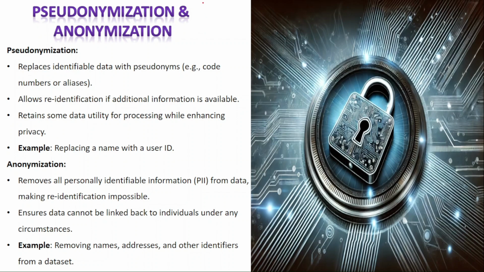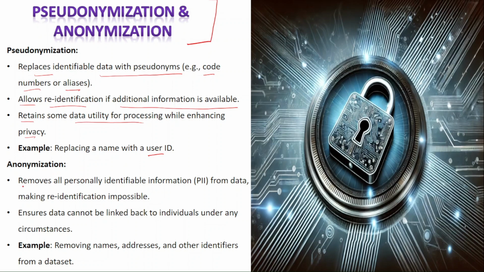Another topic in obfuscation is pseudonymization and anonymization. Pseudonymization replaces identifiable data with pseudonyms such as codes, numbers, or aliases. It allows re-identification if additional information is available, and it retains some data utility for processing while enhancing privacy. Example: replacing a name with a user ID. There is a minute difference between anonymization and pseudonymization, and we will see it in a while.